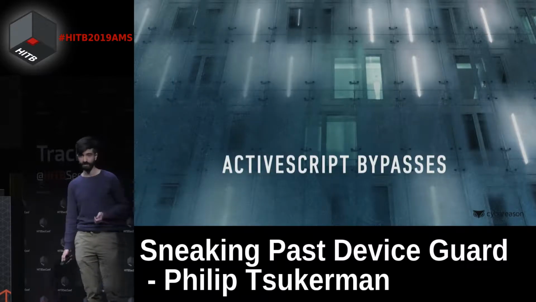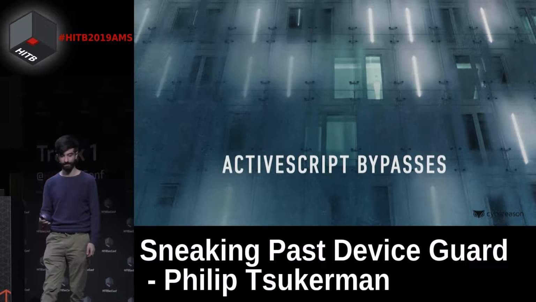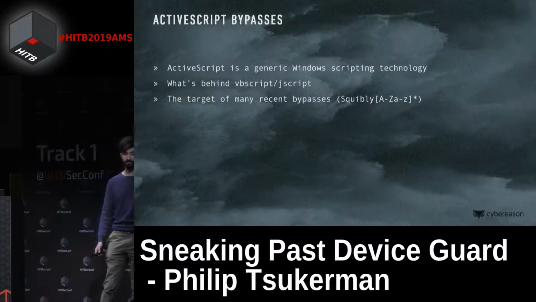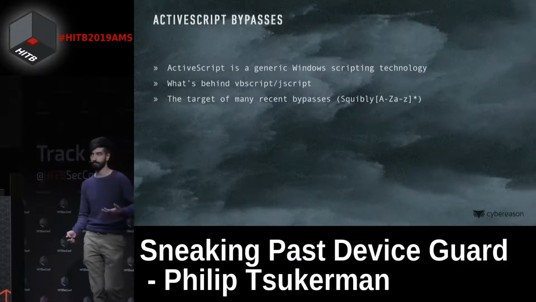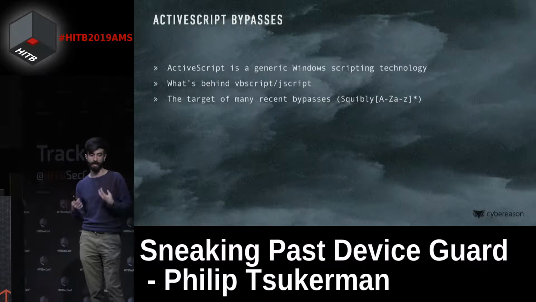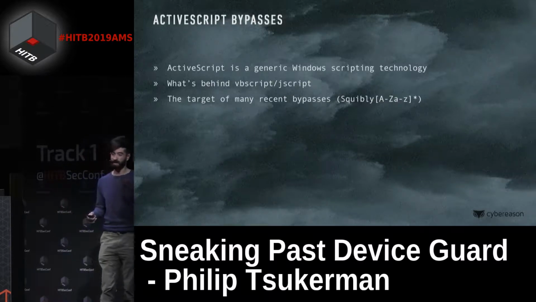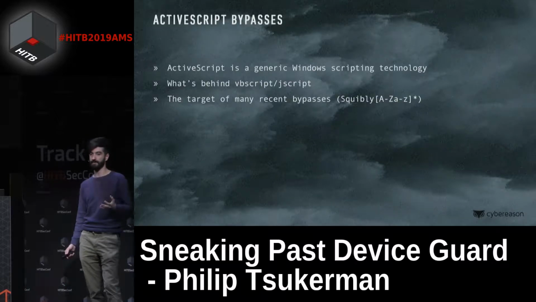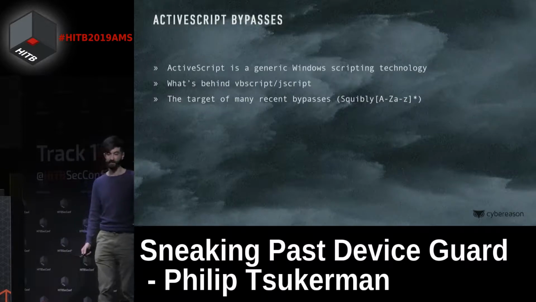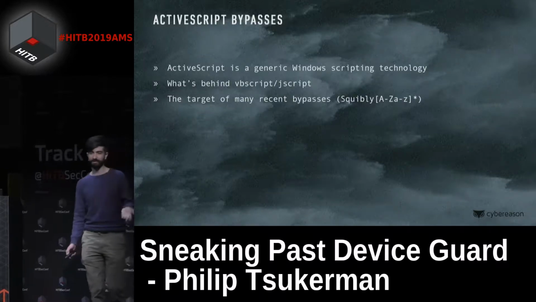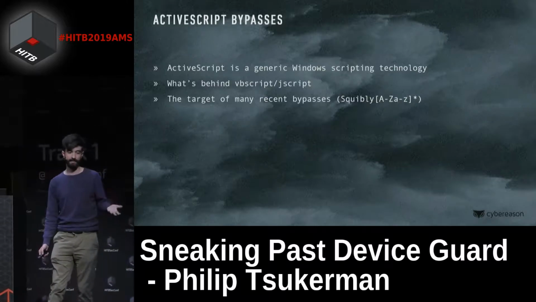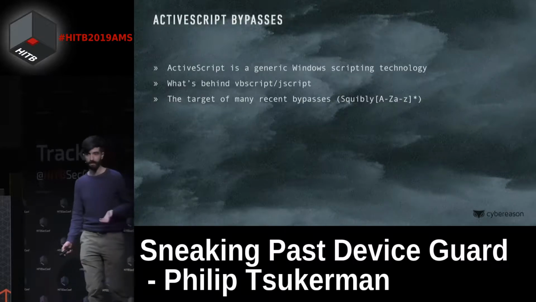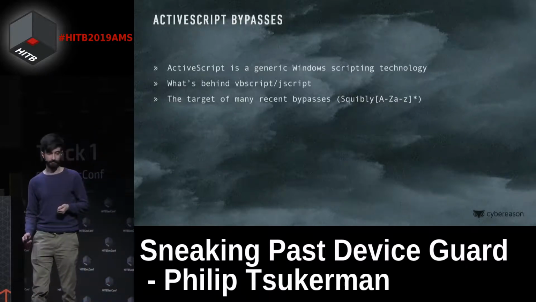All right, so let's move on to a couple of ActiveScript bypasses. Now, ActiveScript is a Windows technology that allows you to pretty much script any of your own applications using a couple of different scripting engines. And you could also write your own scripting engine, which will be able to work with any of the compliant applications. And ActiveScript engines and hosts have been the target of a couple of recent bypasses, mostly called Squiblydoo and variations. But we'll talk about a couple of different ones here.